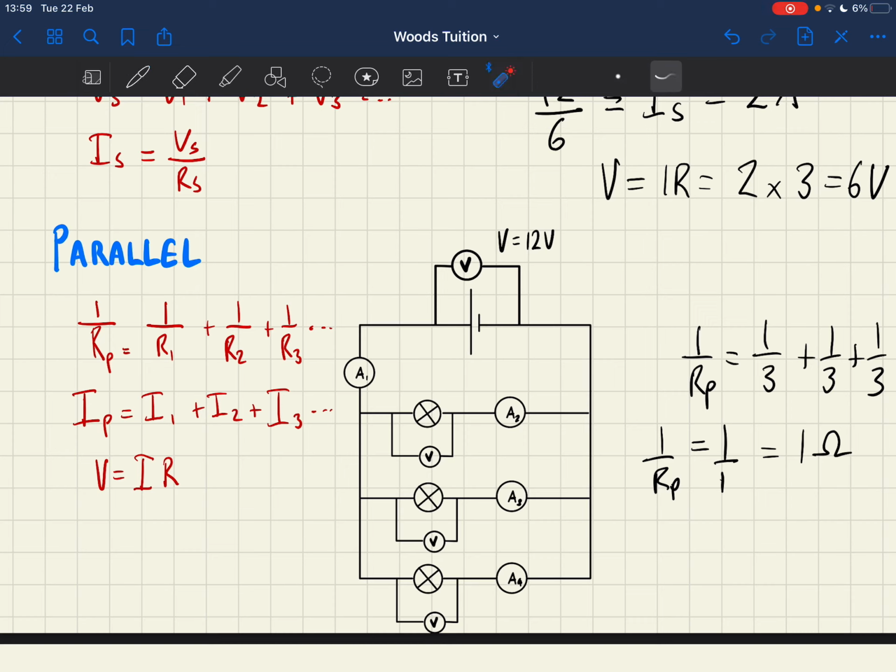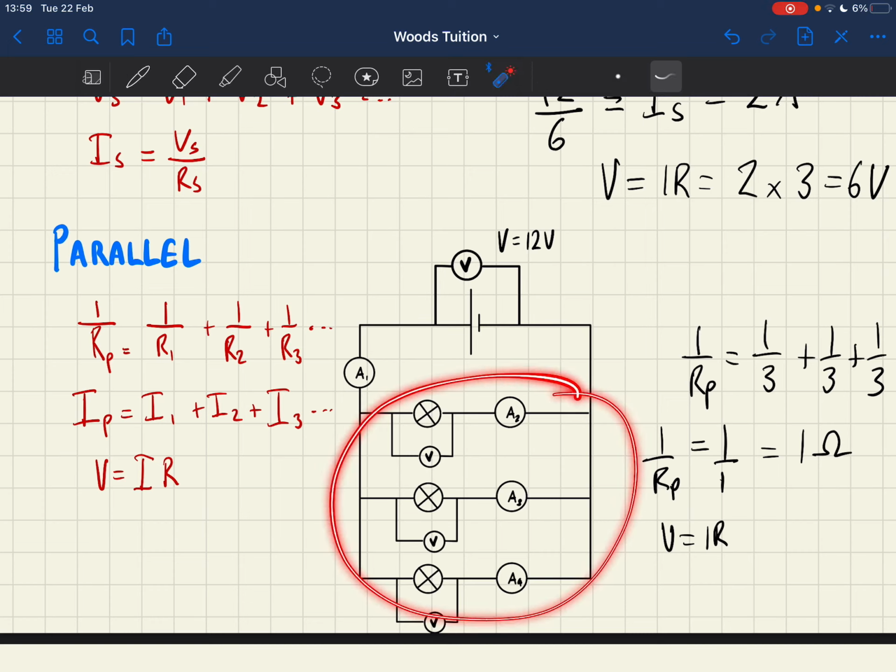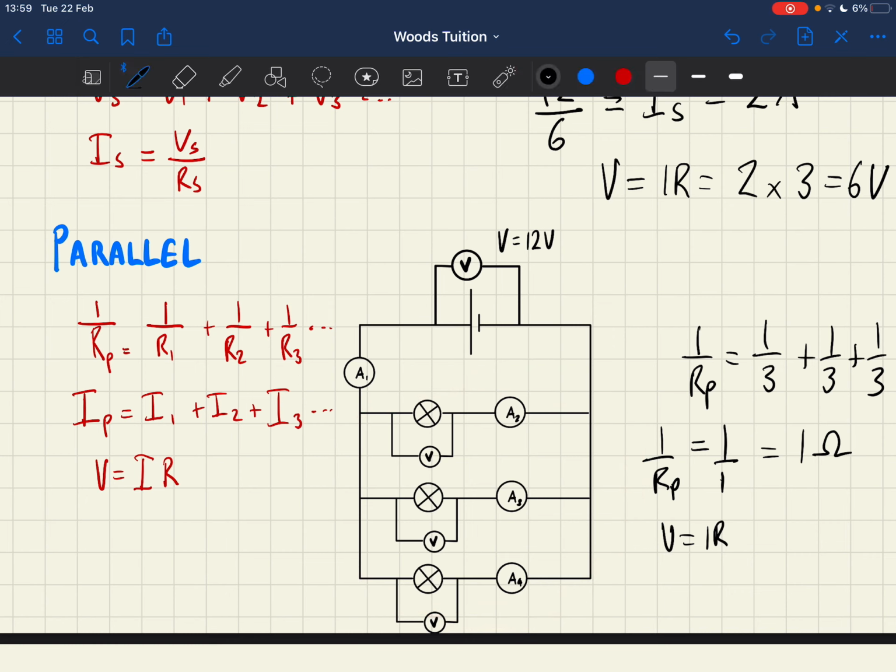We know that the supply voltage is 12 volts. So if we have V equals IR, and we're looking to find the current going through the first ammeter here, and the total resistance of these branches is 1 ohm, as given by the Rp equation, then we can say that 12 is equal to I times 1. So we're going to have 12 amps going through the circuit here. So A1 is equal to 12 amps.